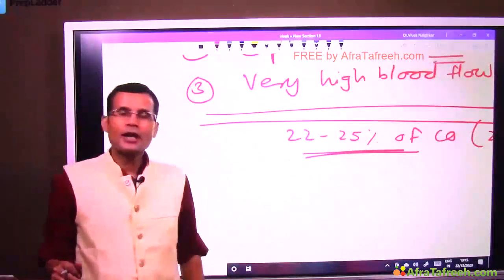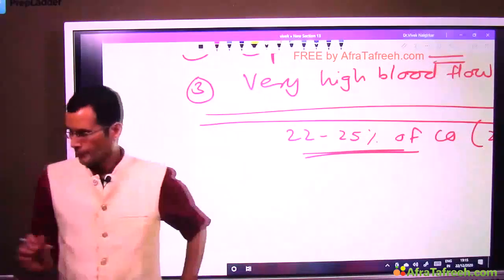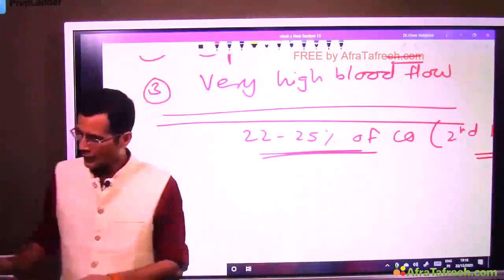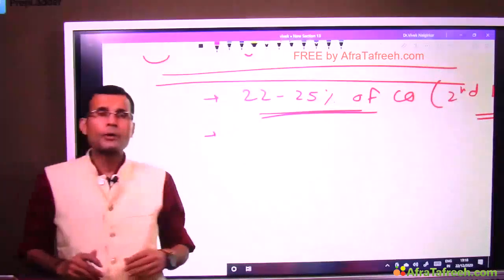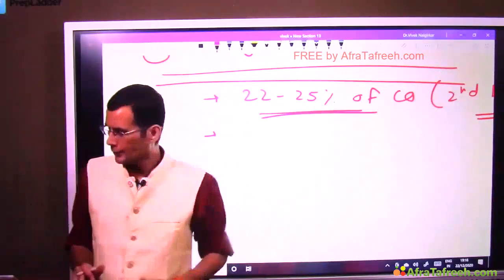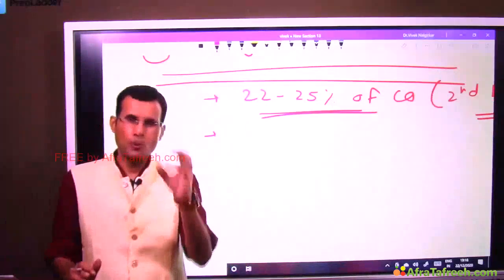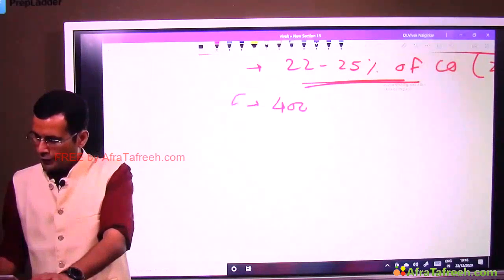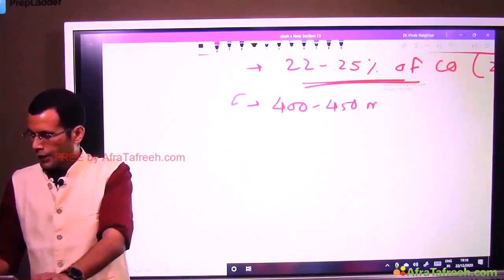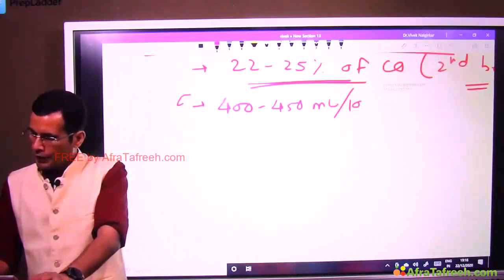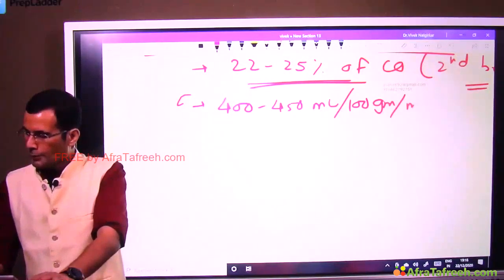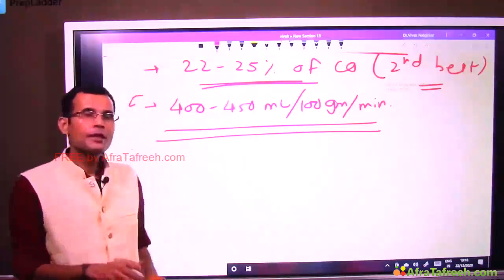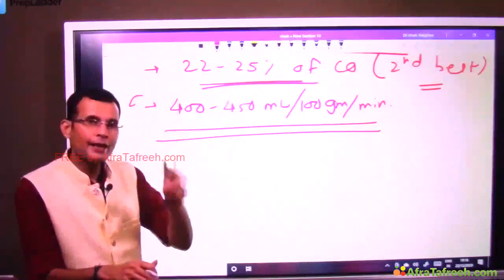22 to 25% of the cardiac output, very high. Just 2% of the weight of the body and 25% of cardiac output. Also, blood flow per 100 gram of tissue per minute, that also is very high. Naturally, because small organ and massive blood supply. So, 400 ml per 100 gram of tissue per minute. That's the blood flow per 100 gram of tissue per minute in the kidney. That is also second best.